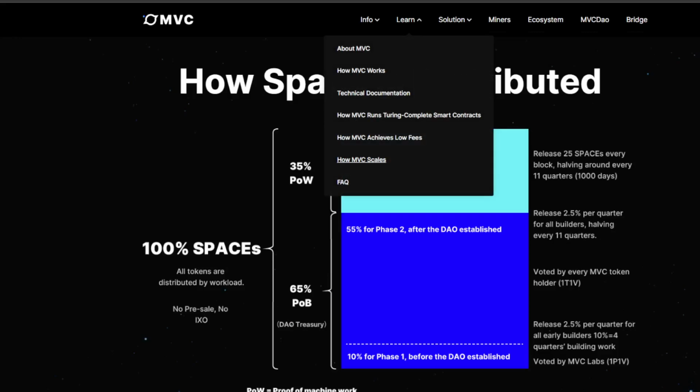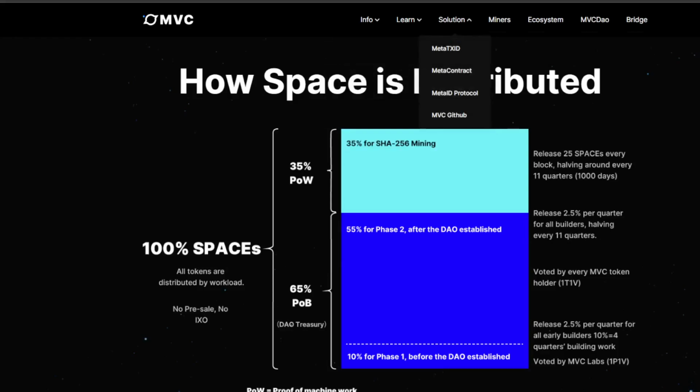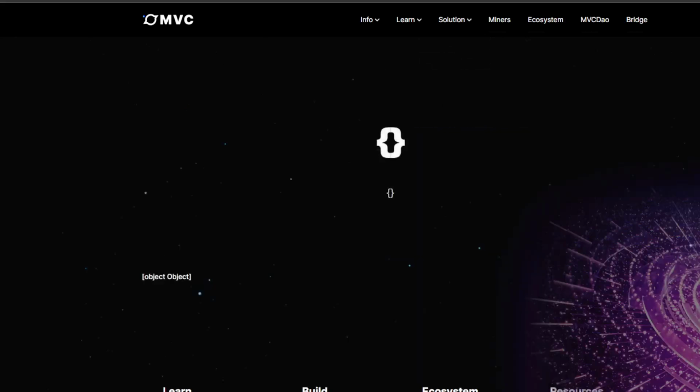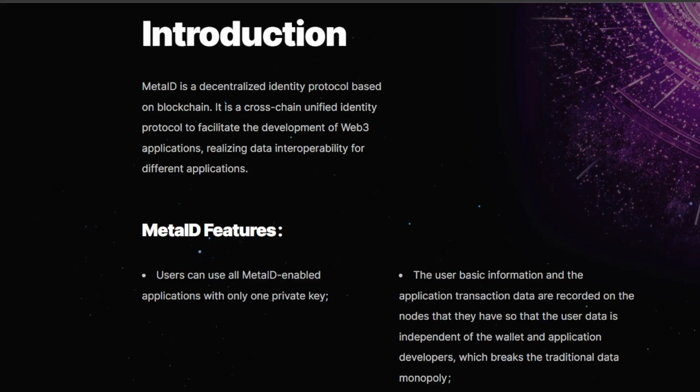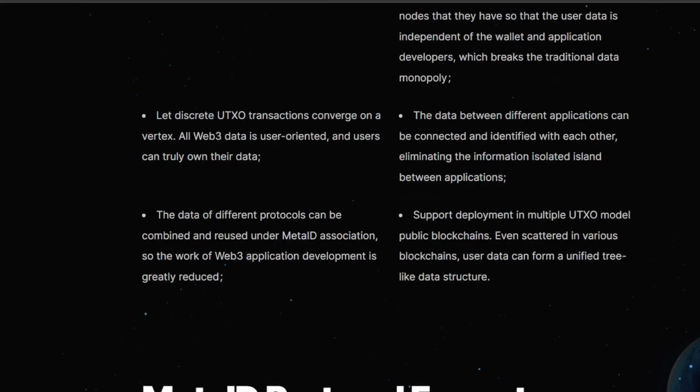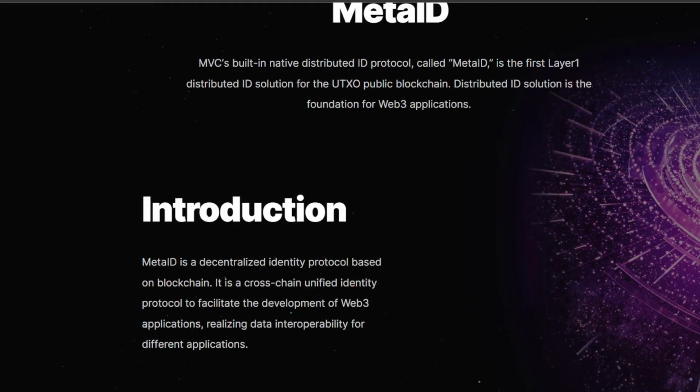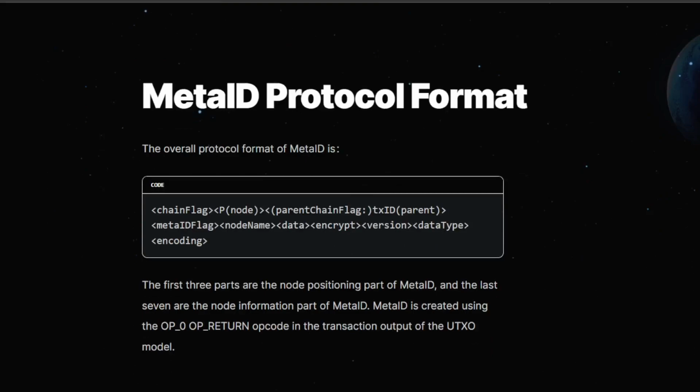Scales. Okay, a lot of technical stuff if you want to get into it. Solutions. Again, the Meta ID. There's not a lot in here, there's a lot of technical stuff. Look at that. Introduction, Meta ID features. A user can use Meta ID to enable applications with only one private key. Data of different protocols can be combined and reused under Meta ID association. Like these words, what is a lot of nothing? So the work of Web3 application development is greatly reduced. What is all of this? I read this 10 times and I still feel lost. I'm a developer by trade, that's what I know. I'm a programmer, and I would have preferred even code.